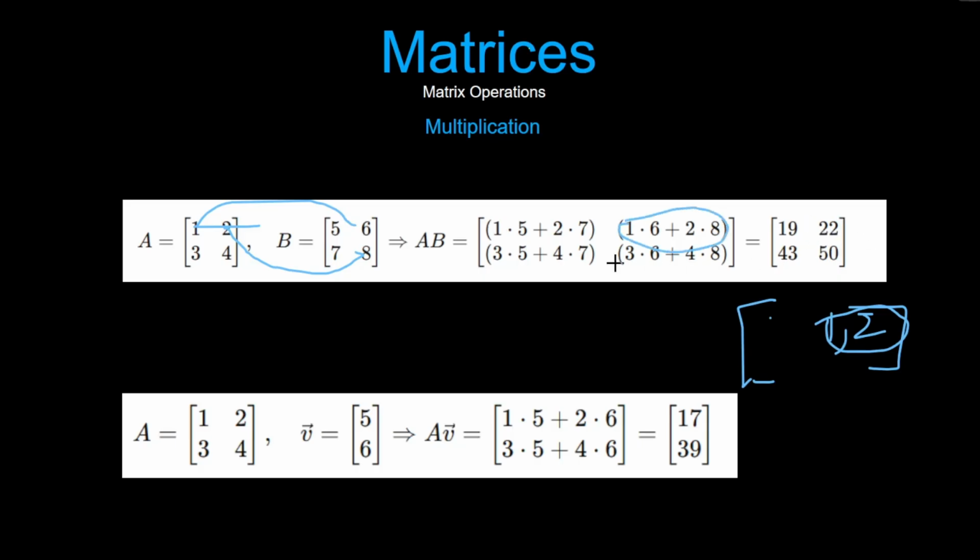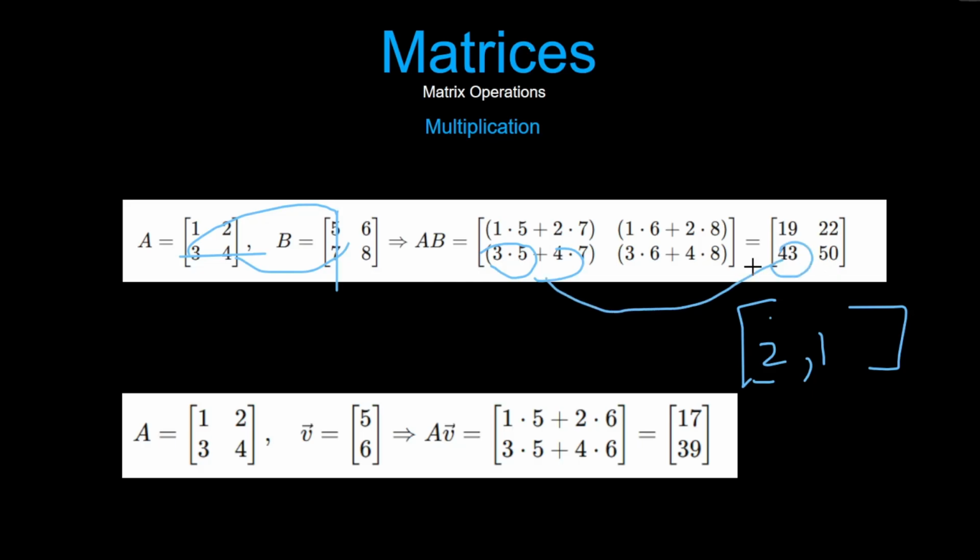We got 22, and similarly the next position is 2 comma 1. So 2 represents the second row of the first matrix, which is 3 comma 4, and we have the first column of the second matrix, 5 7. So we'll do the cross multiplication or dot product. So we have 3 times 5 and we have 4 times 7, and we add them together and we get this 43, and similarly we get 50, and that's how we do the multiplication.